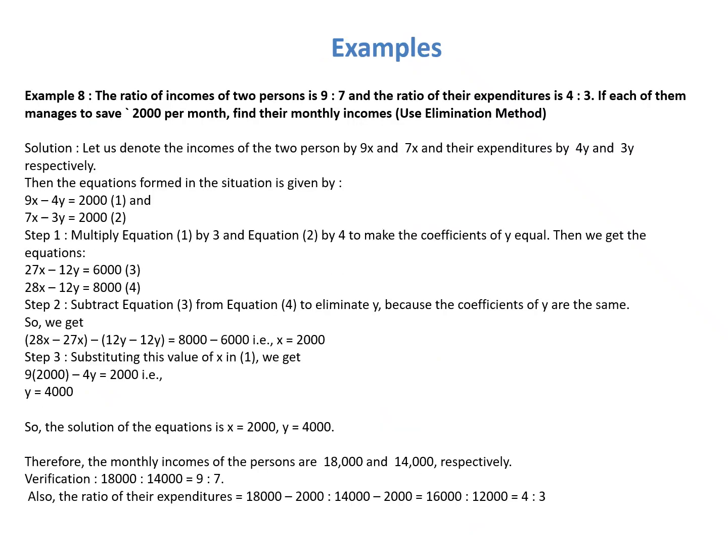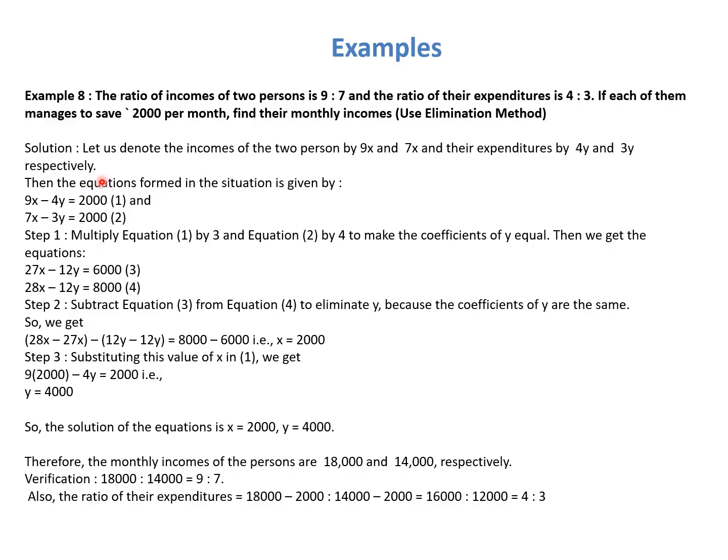Okay, now we are going to solve some examples here so that we have more clarity on a few of the word problems. So the example is that the ratio of the income of two persons is 9:7. The ratio of the expenditure is 4:3. If each of them saves 2,000 per month, find their monthly income, and we have to use the elimination method here. So we know that income minus expenses is equal to savings. So we'll create the two equations here.